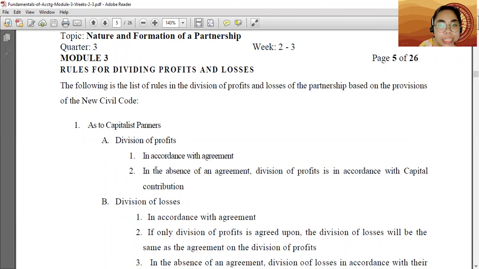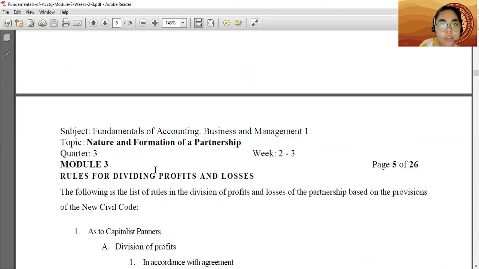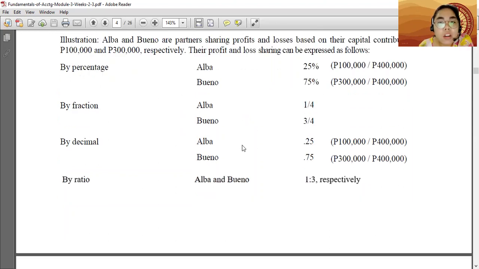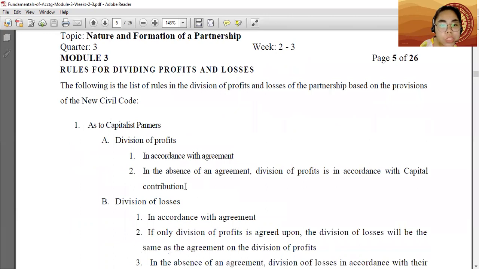Now, it is in accordance with the capital contribution. So if we base it here, for Alba and Bueno, if there is no agreement as to the division of profits among these two, the division of profits and losses will be in accordance with their capital contribution. So in this case, Alba will have a 25% share in the profits and losses of the partnership, and Bueno will have a 75% share in the profits and losses in the partnership.